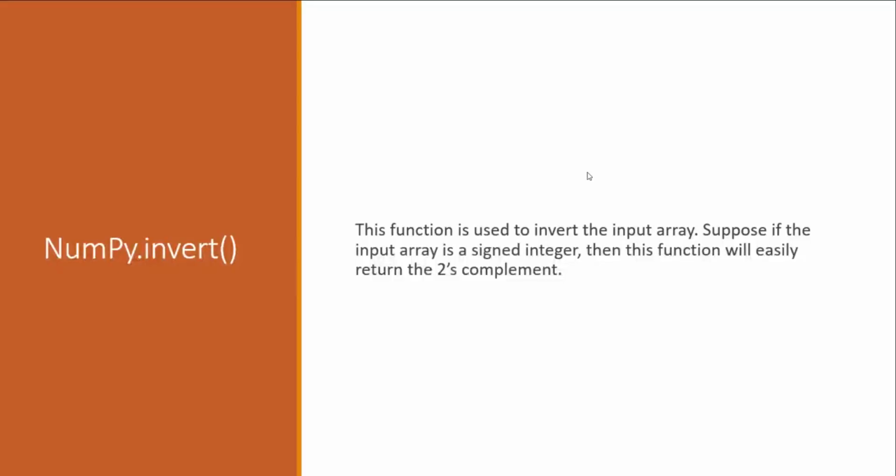Our next function is numpy.invert. Basically this function is used to invert the input array. For example, if the input array is a signed integer, then this function will return the 2's complement, and the purpose of this function is to calculate the bitwise inversion. Now let us see an example of how to use the numpy.invert function.